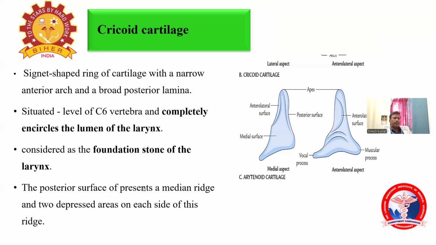The posterior surface presents a median ridge and two depressed areas on each side of the ridge. See here, this is the arytenoid cartilage. See here, this is the cricoid cartilage. This cricoid cartilage has the apex and the broad base. It has the anterolateral surface, a posterior surface, and the medial surface. One process is the anterior surface. The medial aspect is formed by the vocal process. The posterior surface is formed by the muscular process.